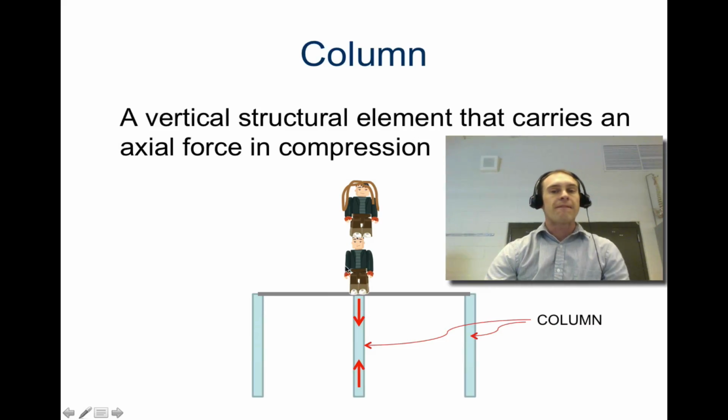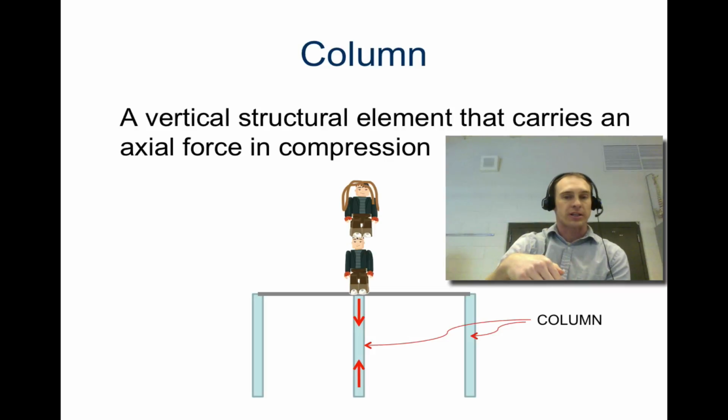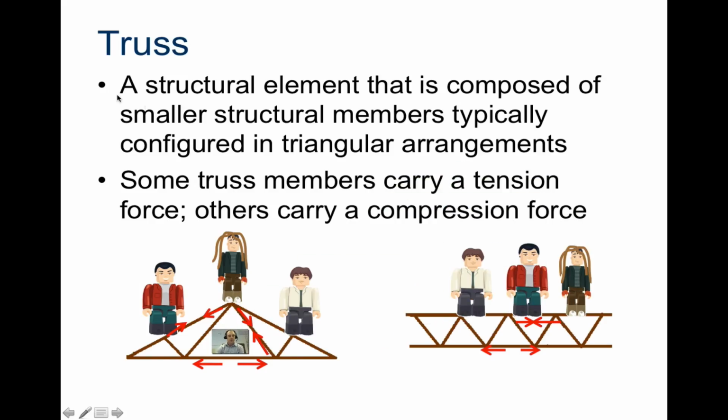A column is a vertical structure that carries force in compression. So columns are always in compression, and it's vertical. Columns: vertical and in compression. A truss is a structural element that is composed of smaller structural members, typically configured in triangular arrangements, almost always in triangular arrangements actually. Some trusses are in tension, others are in compression.